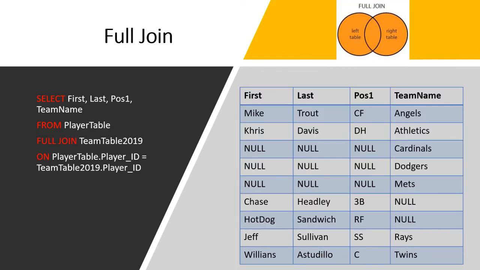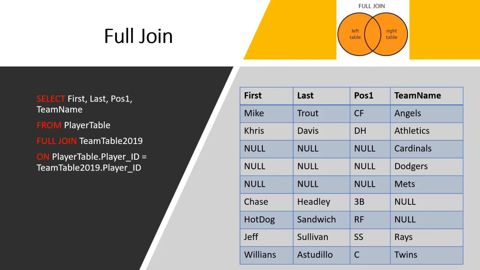The full join, as referenced in the picture above, returns all records regardless of whether there is a match. Looking at the statement, it still remains the same, except we say full join. The from statement, player table, refers to the left table. The full join of the team table 2019 is the right table. It returns all records regardless of whether they match. So as you can see, Chase Headley and Hot Dog Sandwich are null because they don't have a team. Cardinals, Dodgers, and Mets are null because there's no player tied to that team.